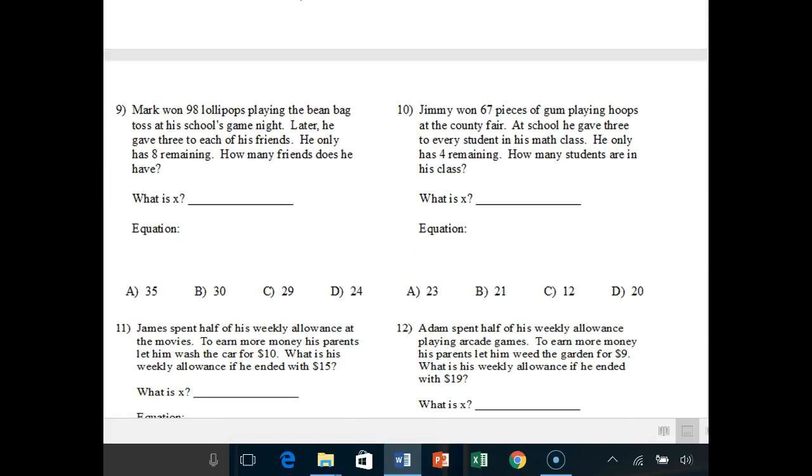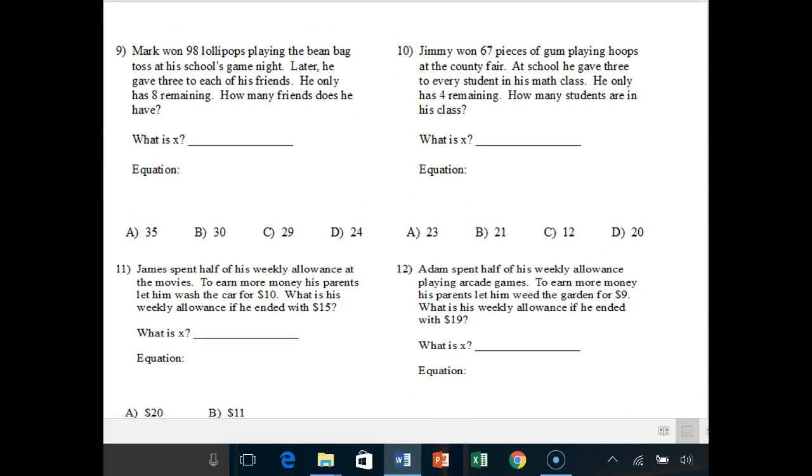All right, number 9. We have Mark won 98 lollipops playing the beanbag toss at his school's game night. Later, he gave 3 to each of his friends. He only has 8 remaining. So how many friends does he have? So basically, we're saying X is the number of Mark's friends that he gave lollipops to.